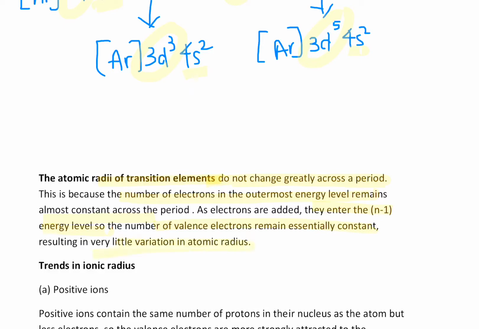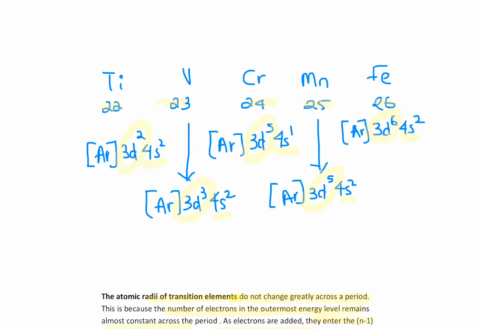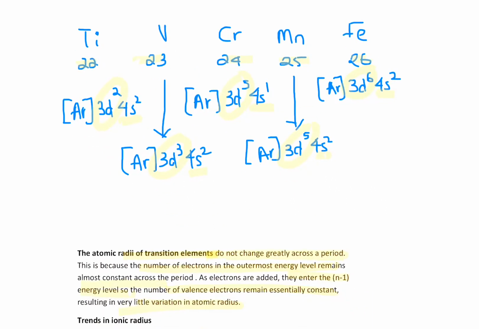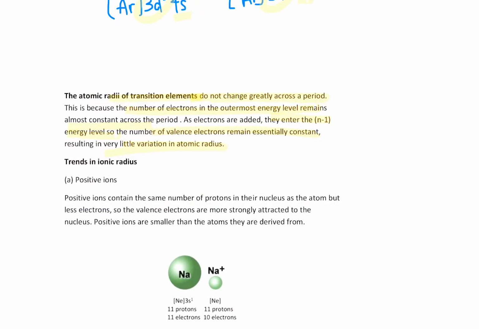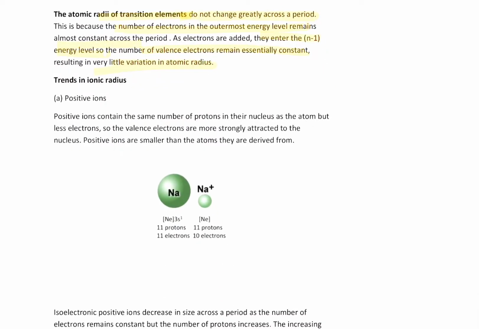So there is very little variation in atomic radius across the transition elements. There is a little change, but it's not considerable. Now, trends in ionic radius.